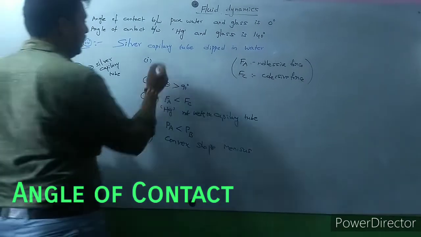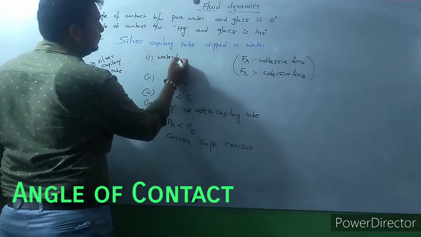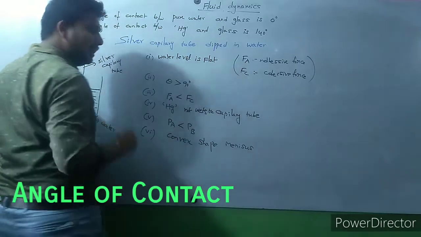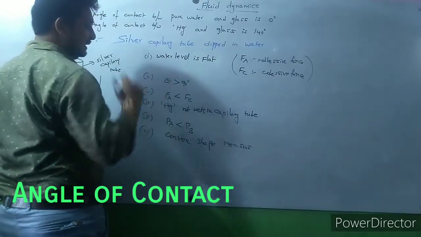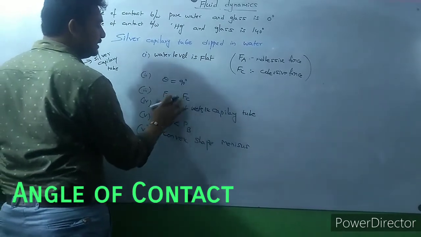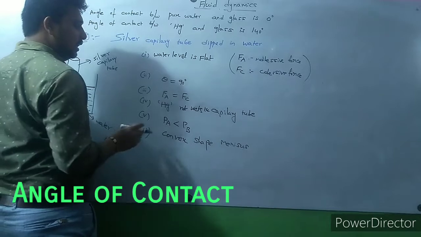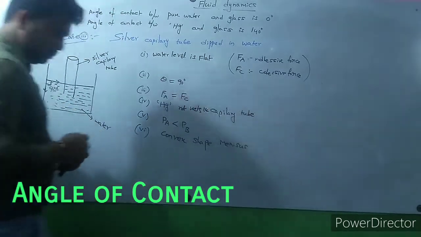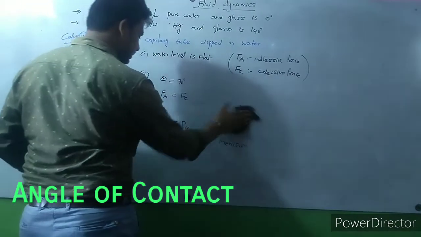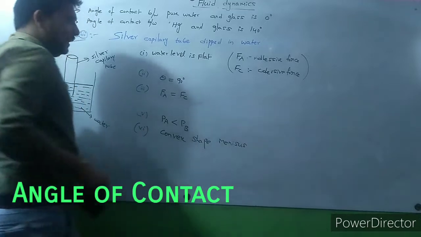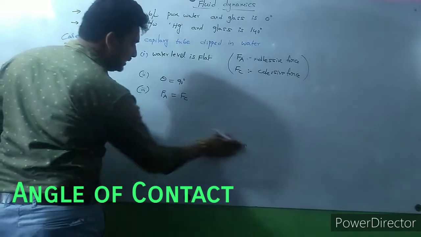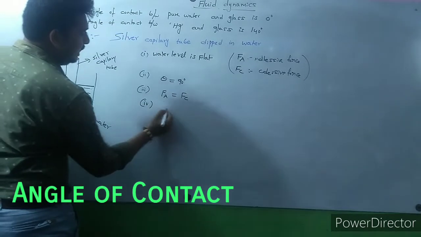So here the water level is flat. That means straight. Theta is equal to 90 degrees. Angle of contact theta is equal to 90 degrees. Adhesive forces are equal to cohesive forces. Here adhesive force is equal to cohesive forces.